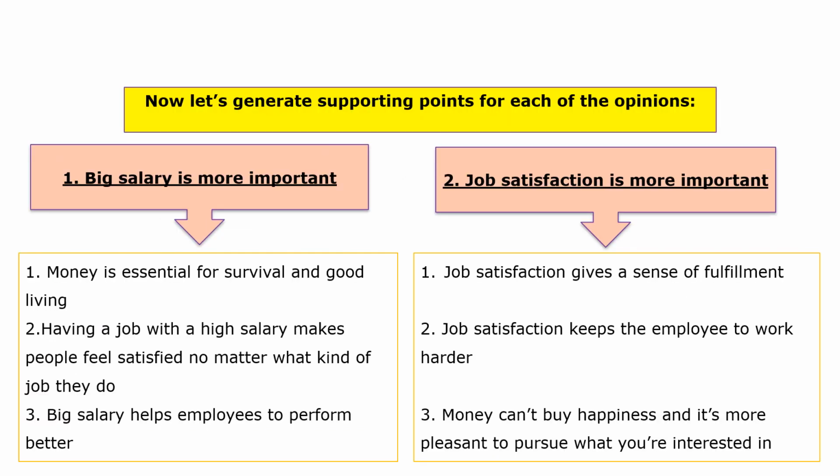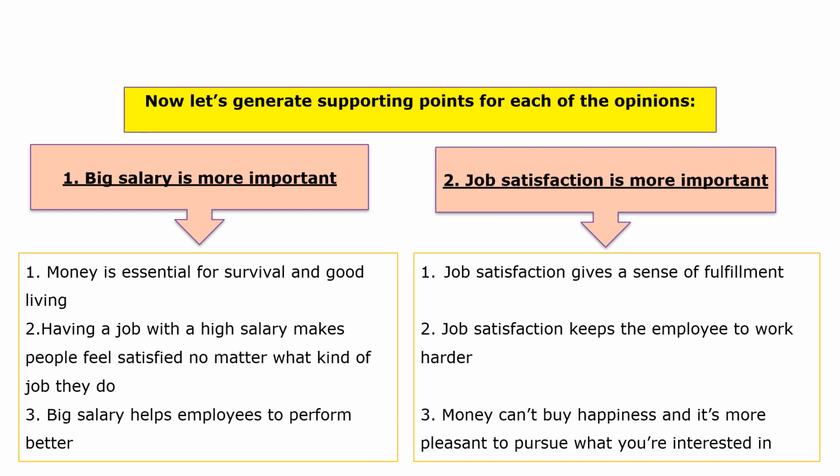Here you may see how to generate supporting ideas. In case you fully agree or disagree with the topic, the left side represents the ideas if you fully agree with the topic that big salary is more important. On the right side, you can see the ideas if you disagree with the topic. Spend some time, pause the video and read the ideas. Big salary is more important. What are the ideas given here to support that?